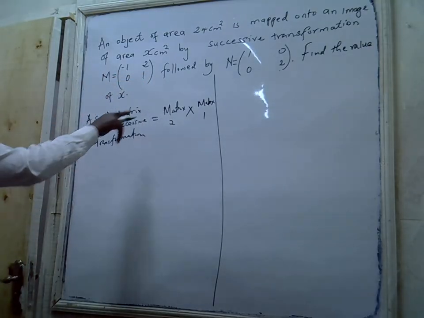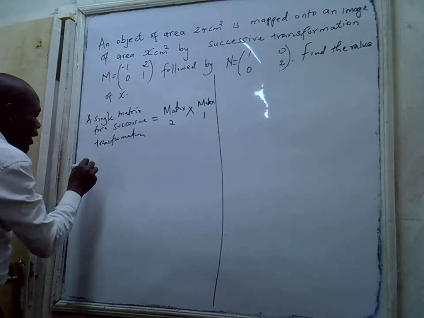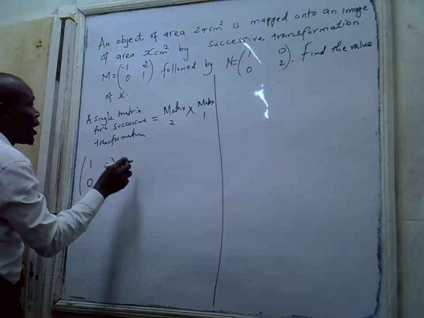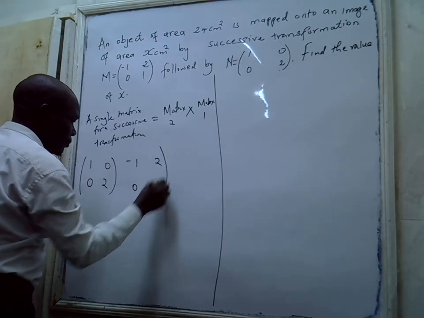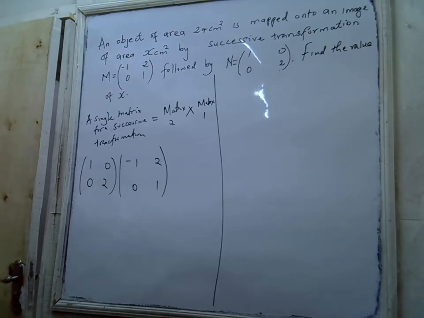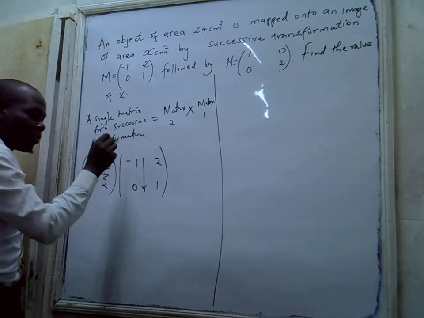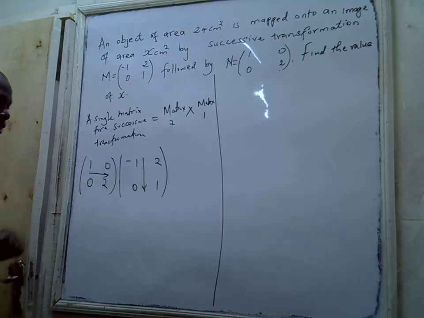Therefore, we're going to multiply N by M. N multiplied by M will be [[1, 0], [0, 2]] multiplied by [[-1, 2], [0, 1]]. We know very well it is a row multiplied by a column. The components of a row in the first matrix are multiplied by the components of a column in the second matrix. Therefore, we're going to multiply them.